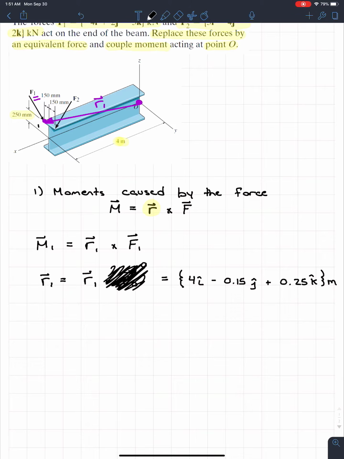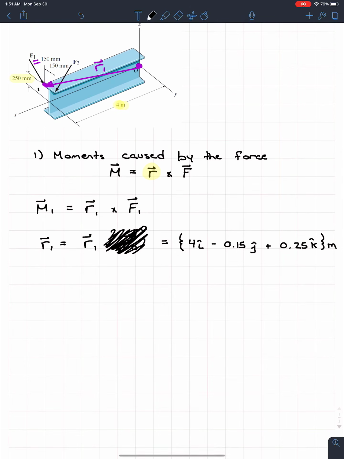But in the end, you're going to have to put that in millimeters. So as long as you're aware of that, everything will be completely fine. And that's our position vector. And we already know that our force vector is given to us in the question.